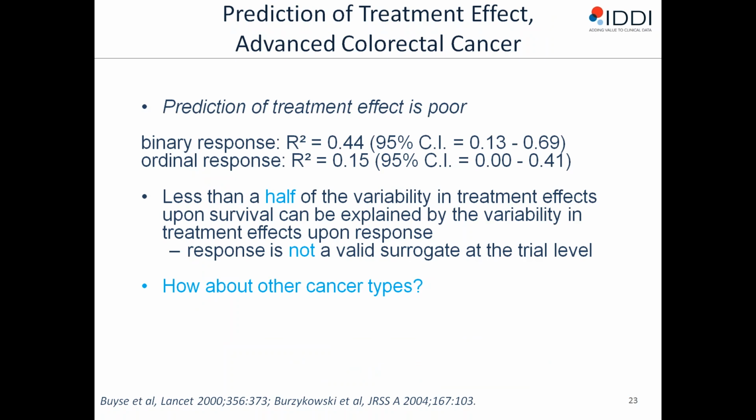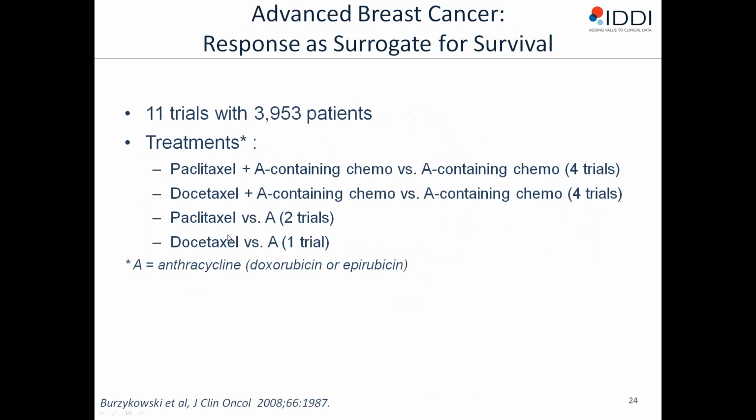So we can say that less than half of the variability in treatment effects upon survival can be explained by the variability in treatment effects upon response. So clearly, if we think about the prediction of the treatment effect on survival, response is not a valid surrogate at the trial level. Now, this is advanced colorectal cancer. One could ask the question, how about other cancer types? And this was actually another analysis which we have conducted.